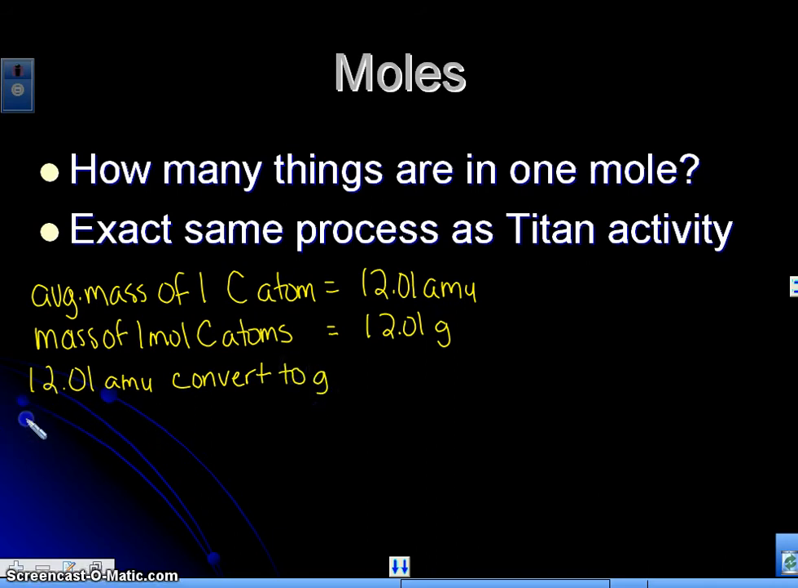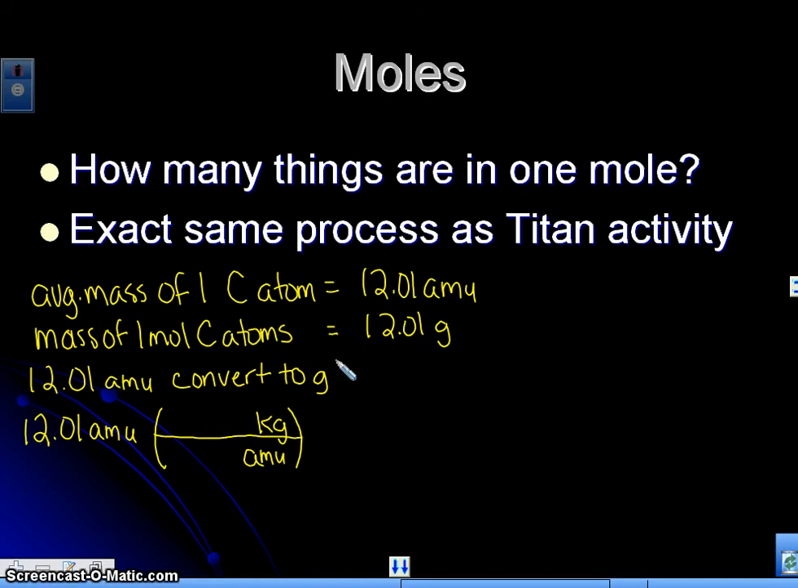Factor label is back. So 12.01 AMU. We're going to set up our factor. Remember, with factor label, you want to think about the units first. So we know from the previous slide that 1 AMU is equal to 1.66054 times 10 to the negative 27th kilograms. So we're going to go from AMUs to kilograms first. We put AMU on the bottom so that it will cancel, and then we're going to go to kilograms on top.